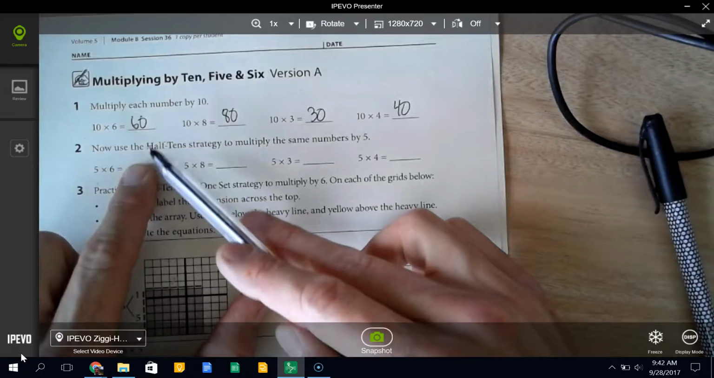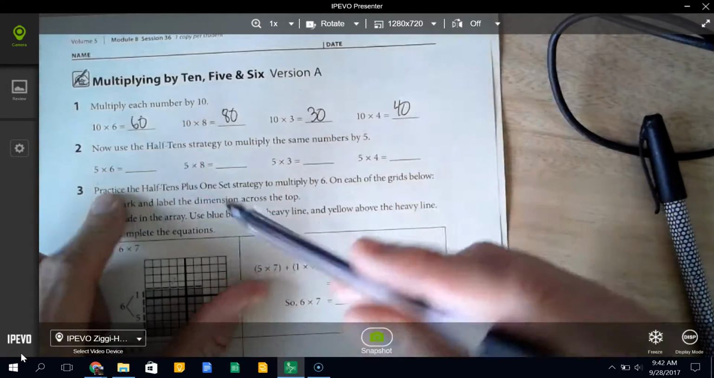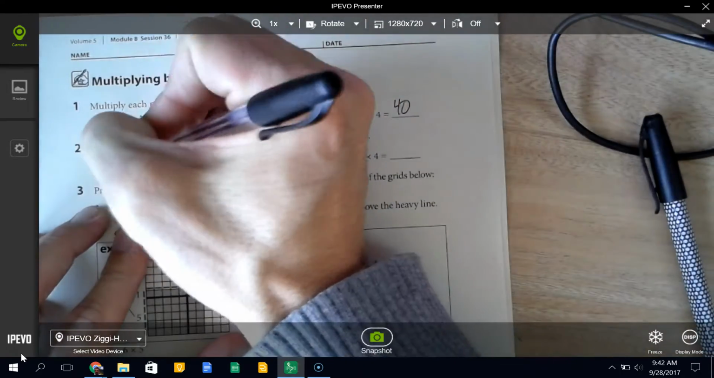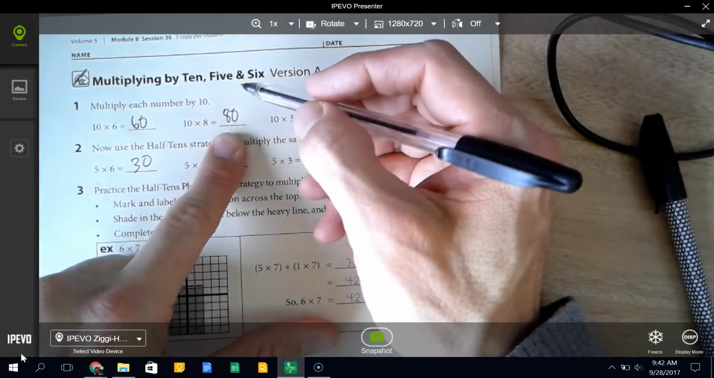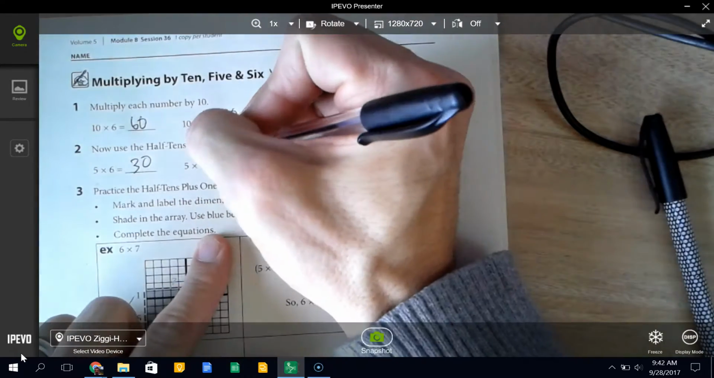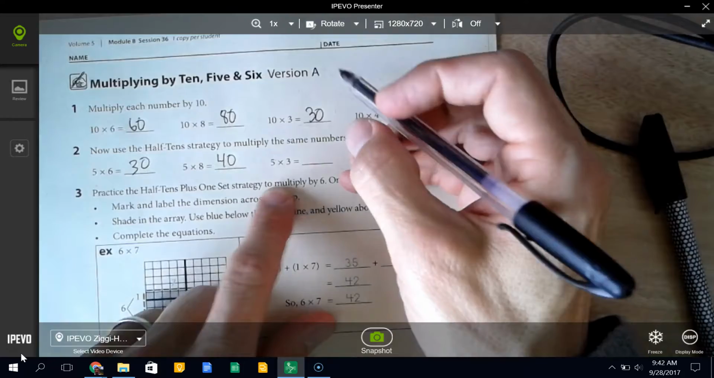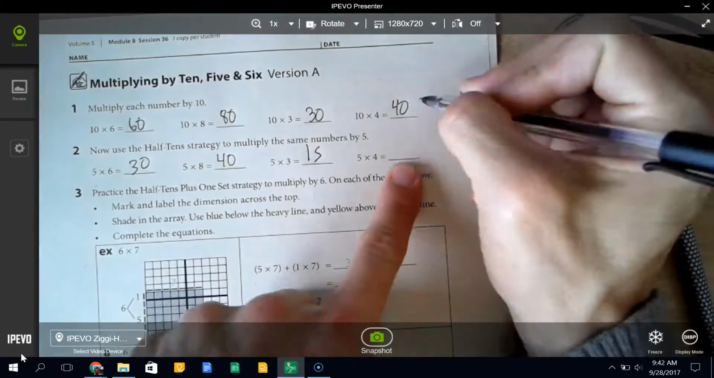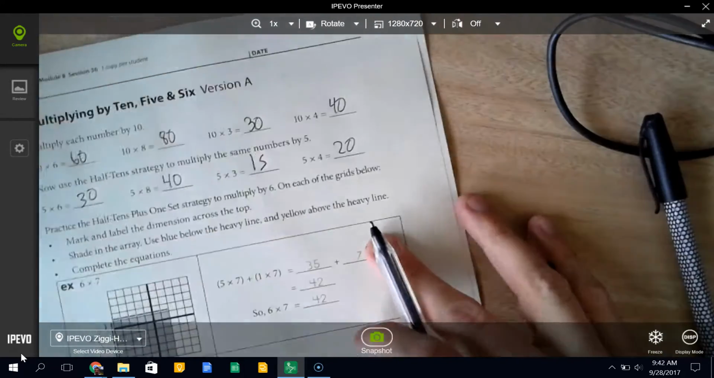So don't just fill it out. Look up here. So 10 times 6, 5 times 6. Half of 60 is 30. 10 times 8 is 80. 5 times 8, half of 80 is 40. Work on your halves. Work on your halves. 15, 20. Work on your halves.